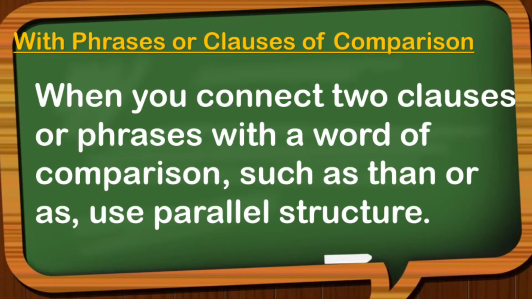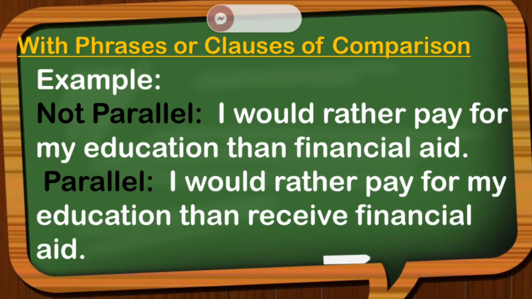Right, this will be the last example of the use of the parallel structure, with phrases or clauses of comparison. When you connect two clauses or phrases with a word of comparison, such as than or as, use parallel structure. For the example with phrases or clauses of comparison, not parallel: I would rather pay for my education than financial aid. For the parallel one: I would rather pay for my education than receive financial aid.